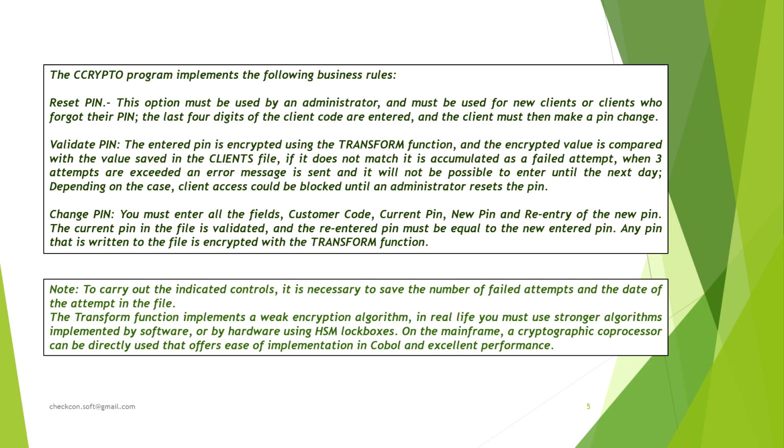The CCRYPTO program implements the following business rules. Reset PIN. This option must be used by an administrator and must be used for new clients or clients who forgot their PIN. The last 4 digits of the client code are entered, and the client must then make a PIN change. Validate PIN. The entered PIN is encrypted using the transform function, and the encrypted value is compared with the value saved in the client's file.